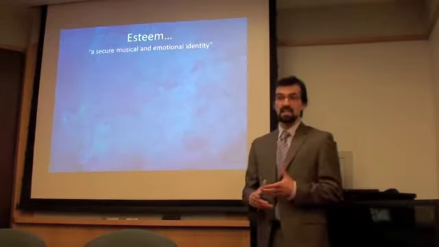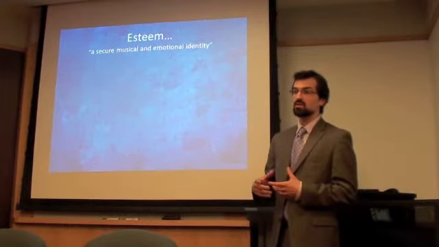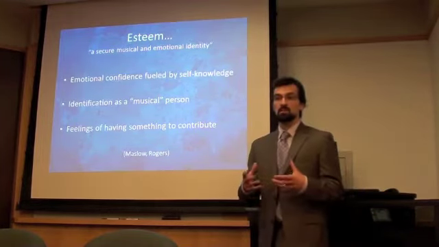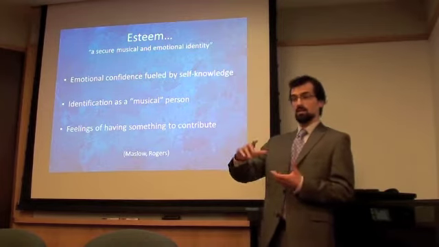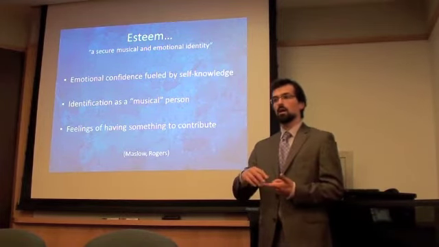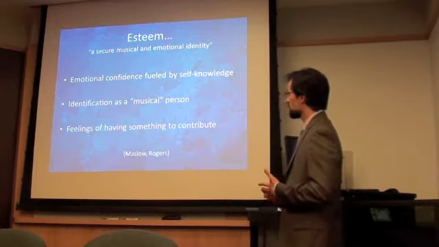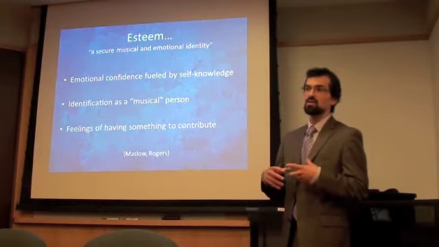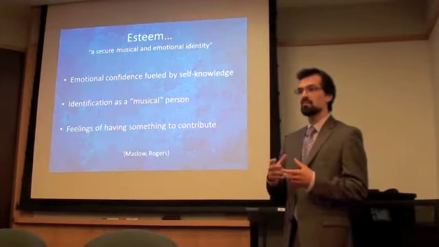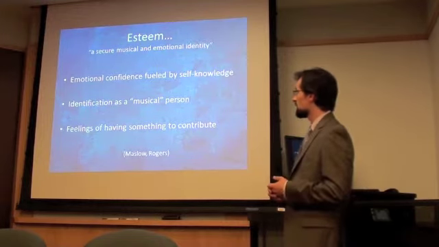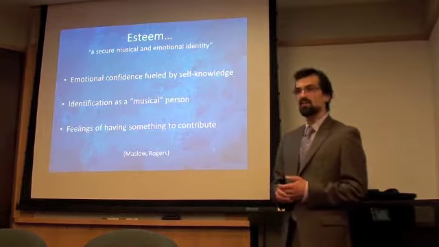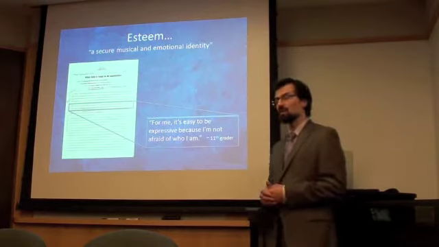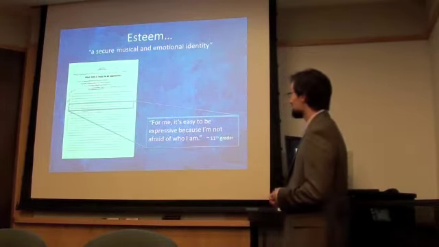Next, when a person has esteem, I think of that as having a secure musical and a secure emotional identity. If we think about the hierarchy of needs established by Maslow, the esteem needs right in the middle of that talk about things like having self-knowledge and a sense of belonging and social affirmation. Also, Rogers would tell us that the teacher needs to be aware of the student's individual characteristics and a personal identity so that we can connect with them. And I really want my students to identify as a musical person. One of my students said that for me, it's easy to be expressive because I'm not afraid of who I am.